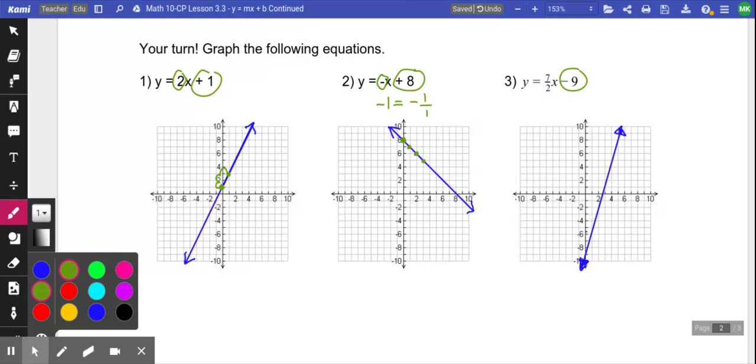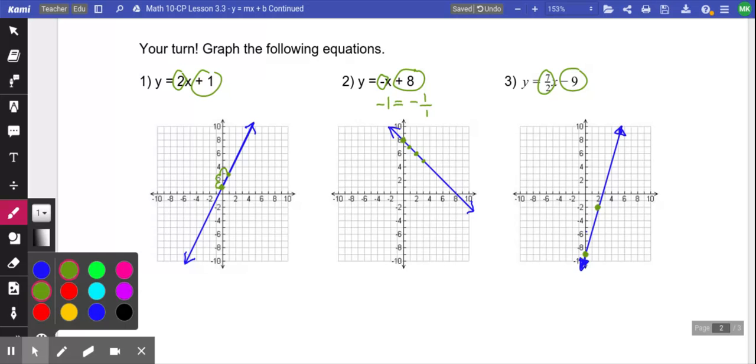Last one over here, start at negative 9, way down here. This goes up 7 over 2 to get that spot right there. Up 7 over 2. And you should get that nice straight line. Wicked. That is taking equations and turning them into graphs.